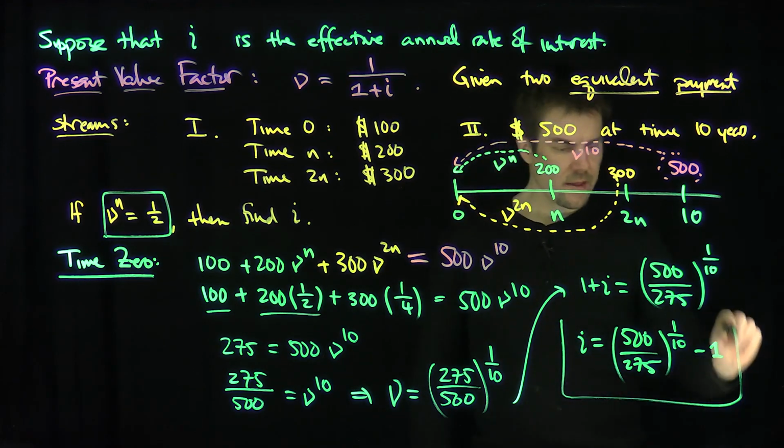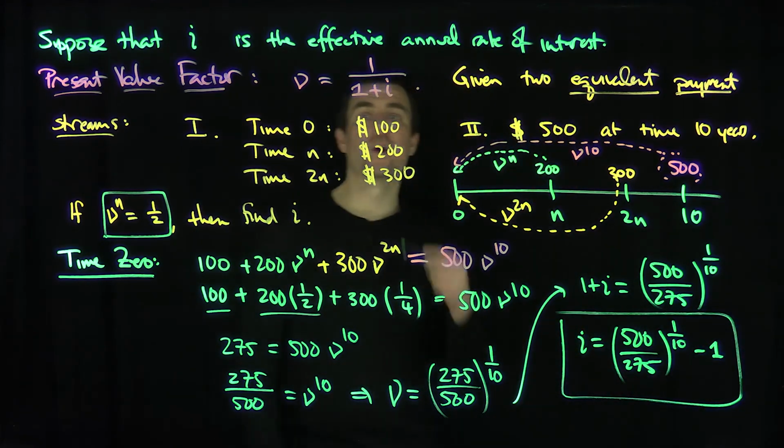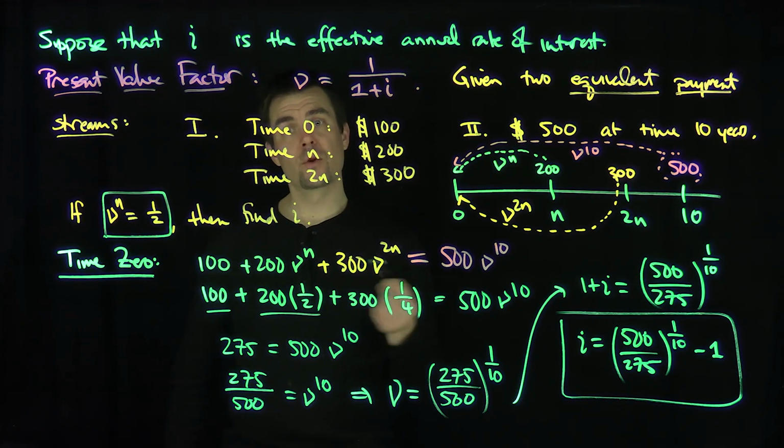And so we plug this in the calculator, that will find the rate of interest I by which these payment streams will be equivalent to one another.